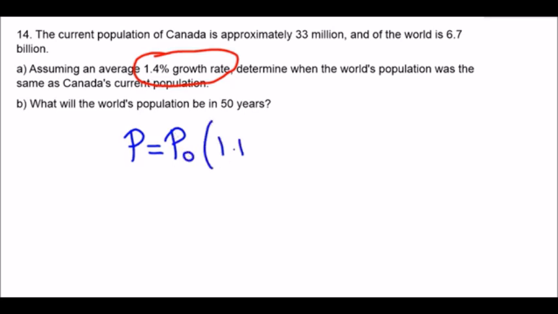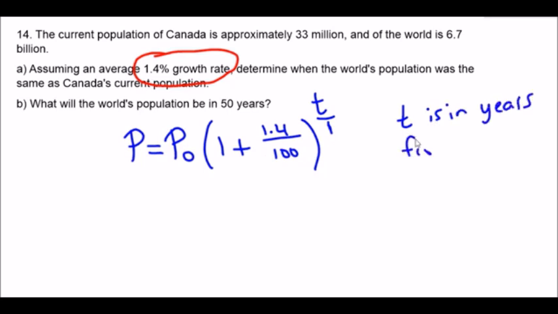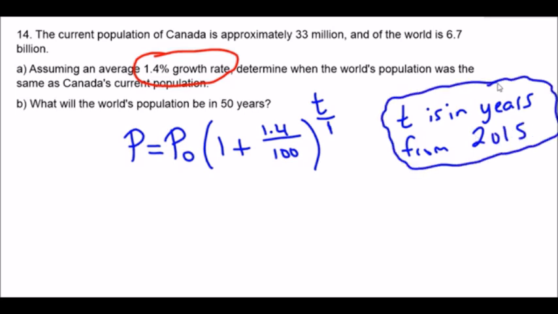So our growth rate in this case, and again I'm using 1 plus because it's a growth rate, and the percentage is 1.4, so I need to turn that into a decimal like this. And the growth rate is per year, so that divided by 1 represents that it's a per year growth rate. And I need to say over here that t is in years from now. So we'll say 2015 in case this video exists forever. Hello, future watchers.